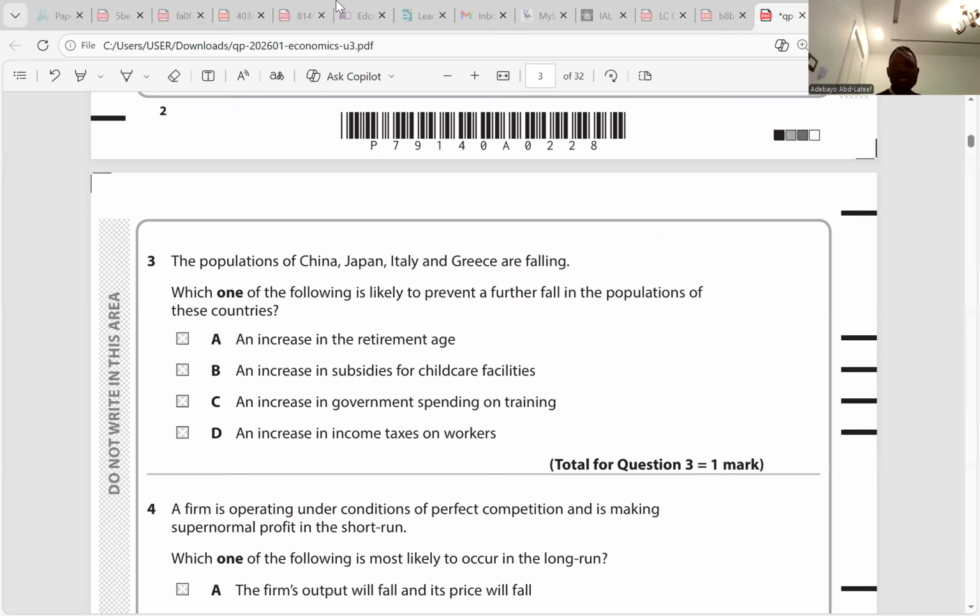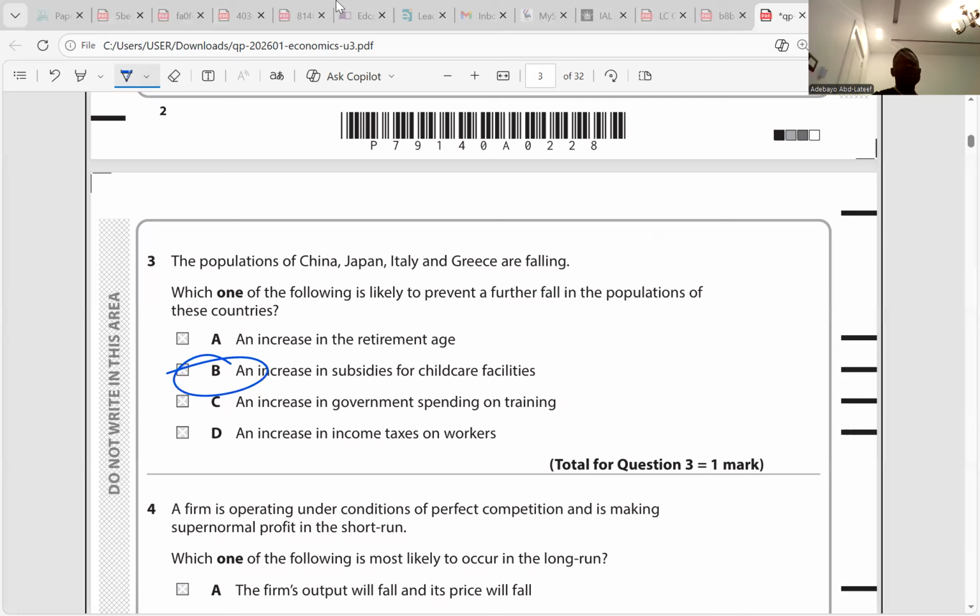An increase in government spending on training. Increase in government spending on training would only improve the skills, knowledge, and capabilities of households. It doesn't have anything to do with population, so it's not C. An increase in income taxes on workers. This will affect the supply of labor. It doesn't have anything to do with population. So the only option that is right here is B. Question 3 is B. We move on to question 4.